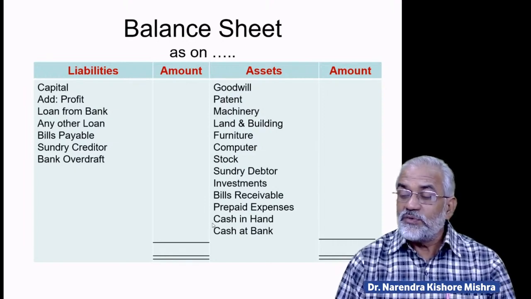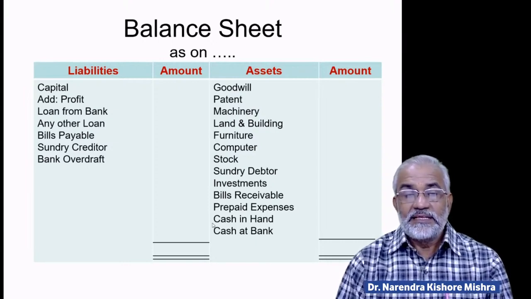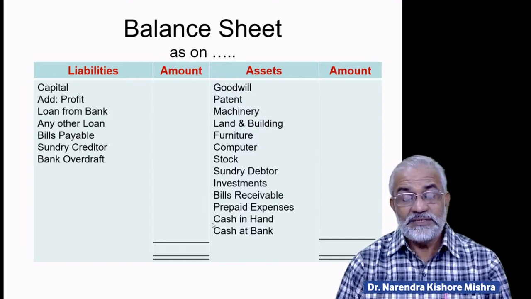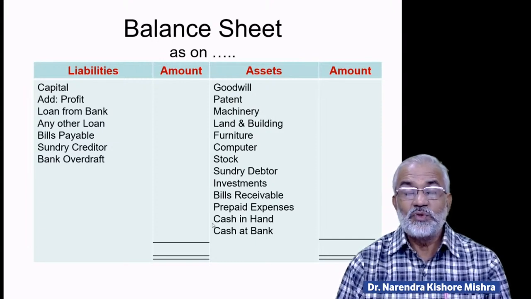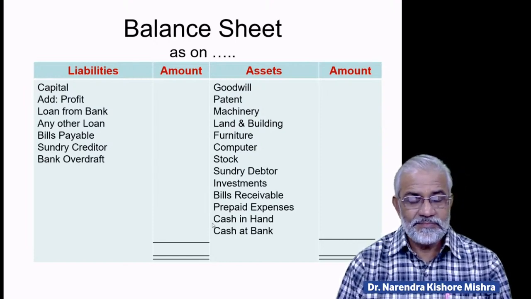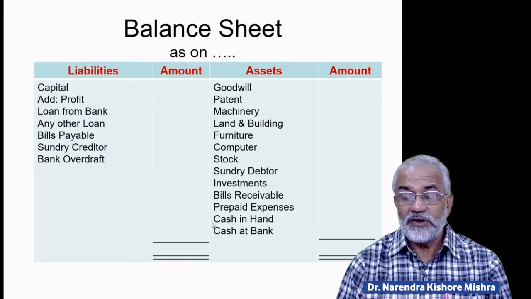Now the question is, what is the objective behind preparation of such financial statements? There are three main objectives of financial accounting. They are also the objectives of the financial statements. The first one is to know the profitability of the concern. To know the profitability means either the gross profit or gross loss. That is not the final profit. The final profit is the net profit or net loss.